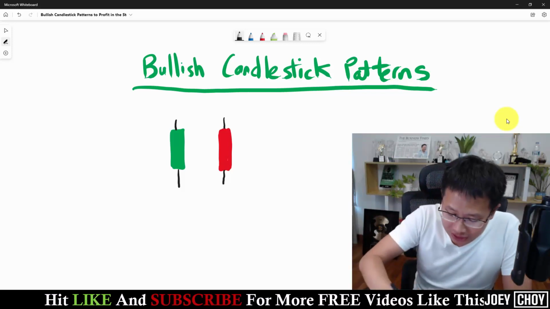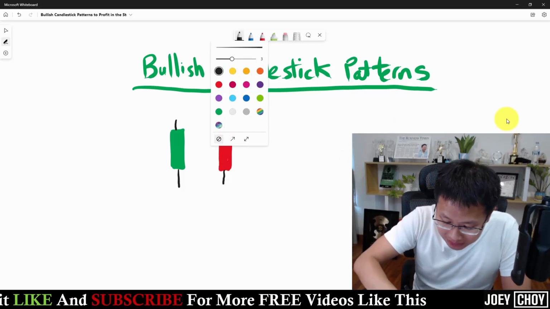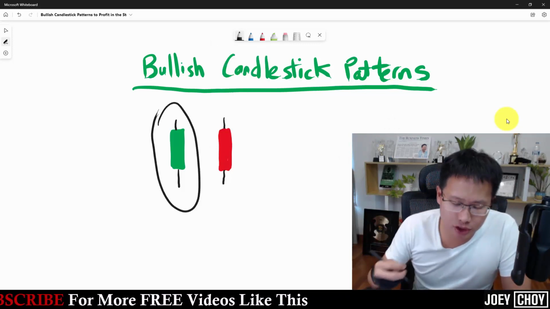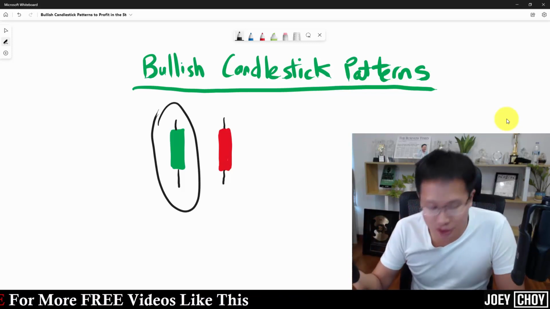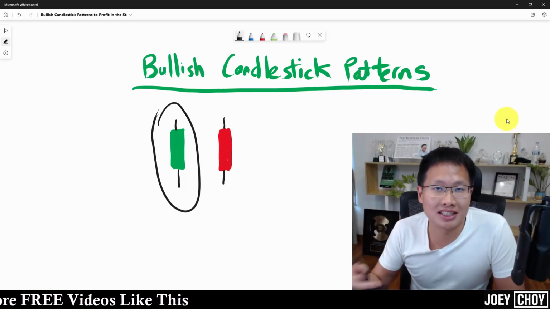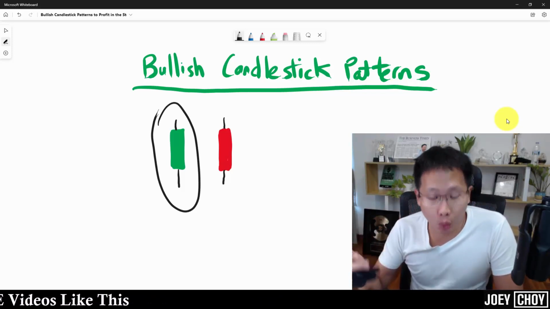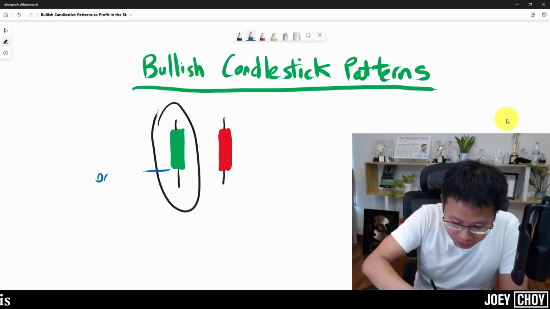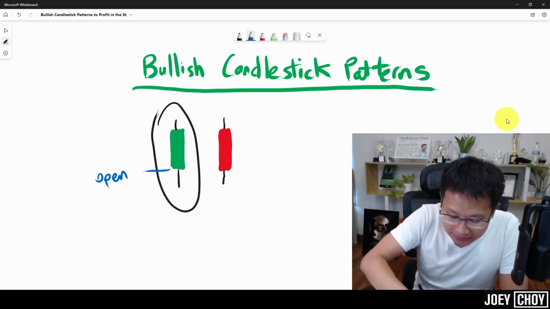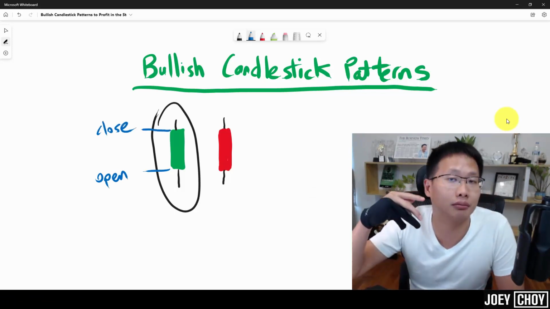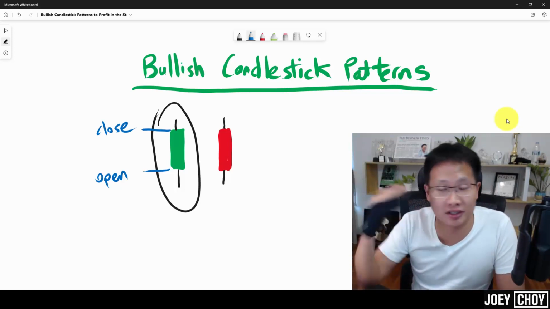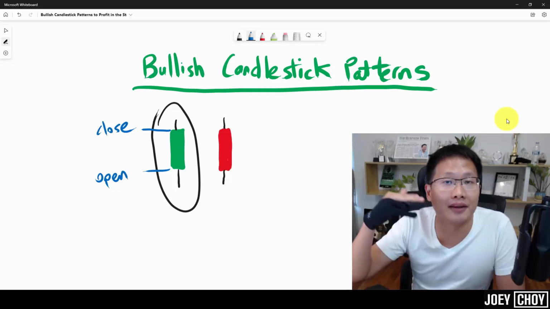So when we have a green bar right here on the left, let's just talk about this green bar. When the bar is green in color, it just means one thing: it opens lower. That means it opens here. Let me just draw it for you. So this is the opening price, and this is the closing price. It opens lower and it closes higher. That's it. That's the difference between a green bar and a red bar.